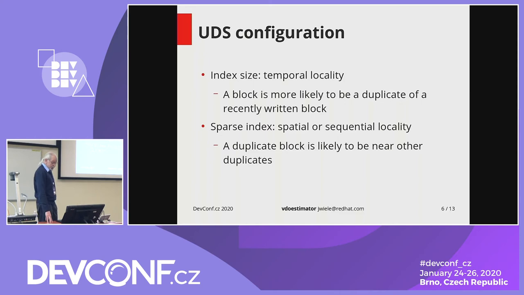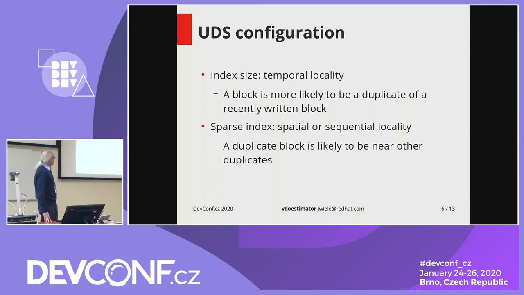And since it's advisory to the KVDO, there's no harm to the VDO or KVDO or the block map to write another copy of the data. You might miss a tiny bit of deduplication, but there's no correctness harm in it. So that's a factor in setting the index size, the temporal locality of the duplication.